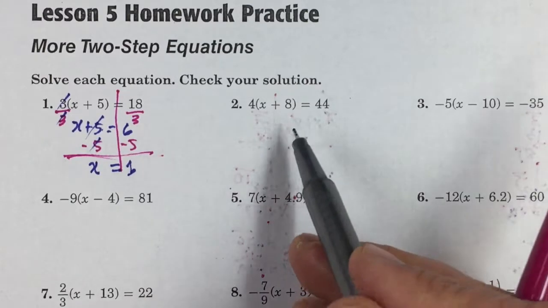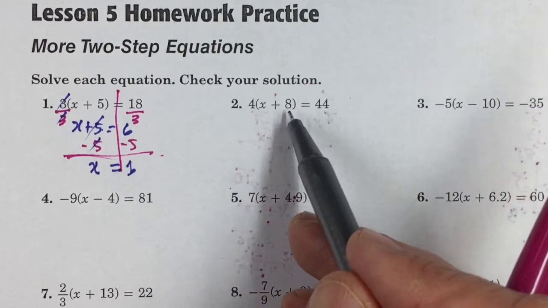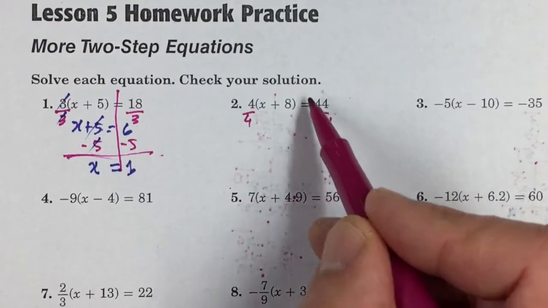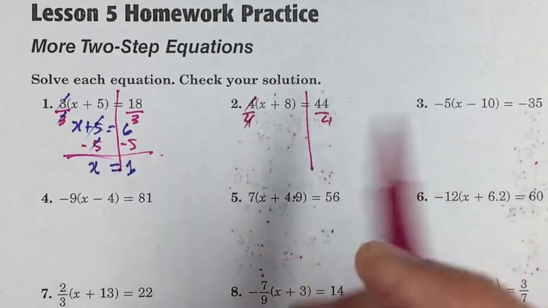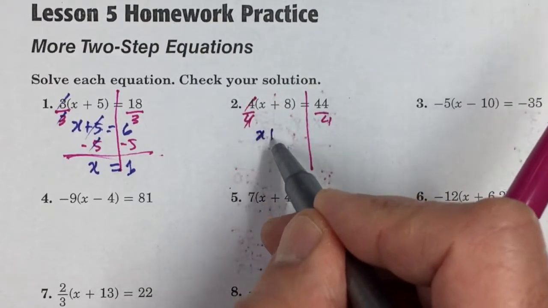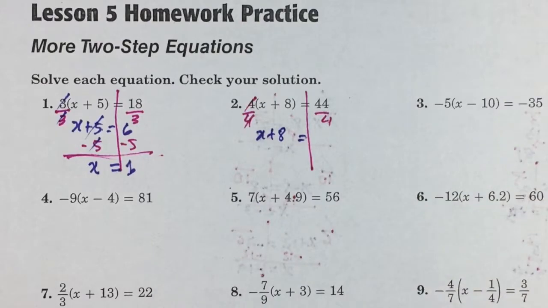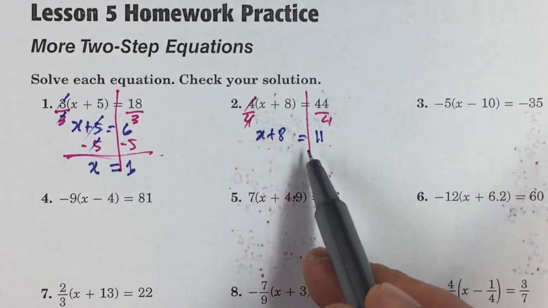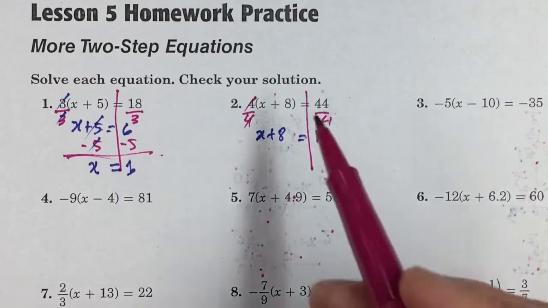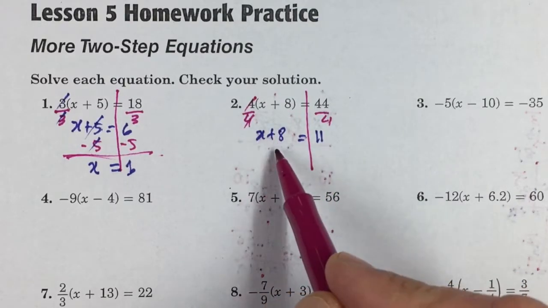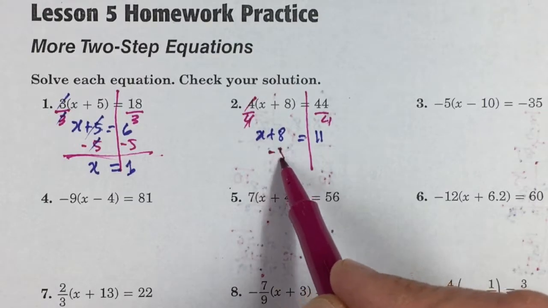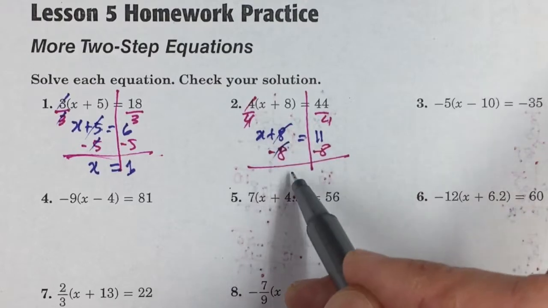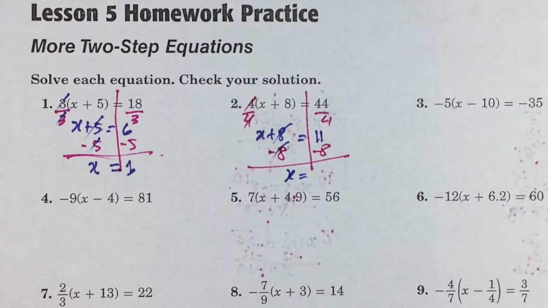And number 2 is very similar for multiplying the parentheses, and I'm going to divide by 4 both sides. This cancels out, and this is x plus 8 equals 44 divided by 4 is 11. x plus 8 equals 11, so I'm going to subtract now the 8 because the 8 is adding to x. I undo the operation by subtracting 8 in both sides. 8 goes away, x equals 3.